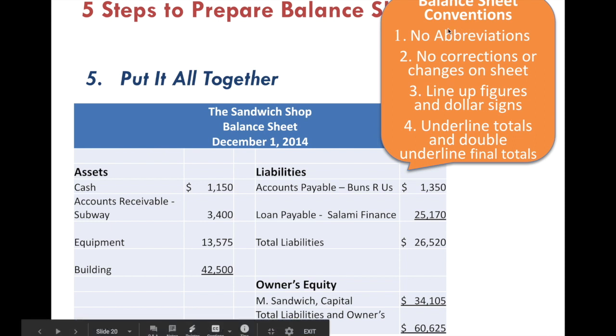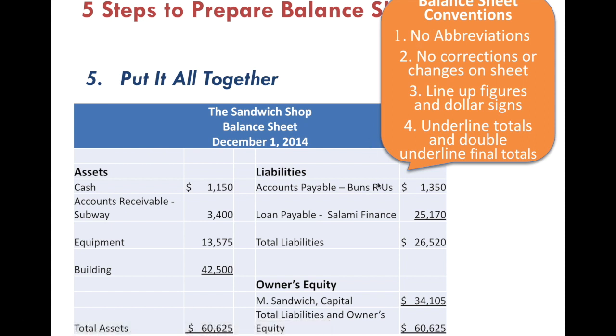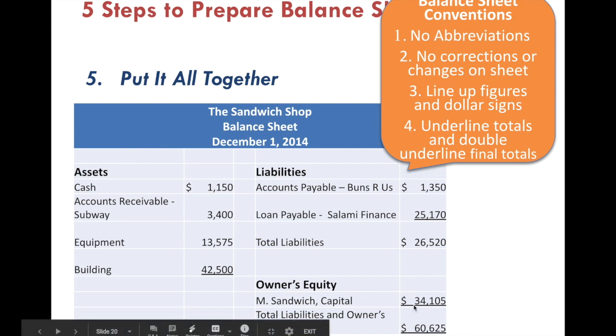Okay, balance sheet conventions. So no abbreviations, unless the company name is abbreviated. No corrections or changes on the sheet. We're doing this digitally, so it doesn't really matter. Now, in grade 11 and 12, I'll get you to line up your dollar signs, but don't worry about it for grade 10.